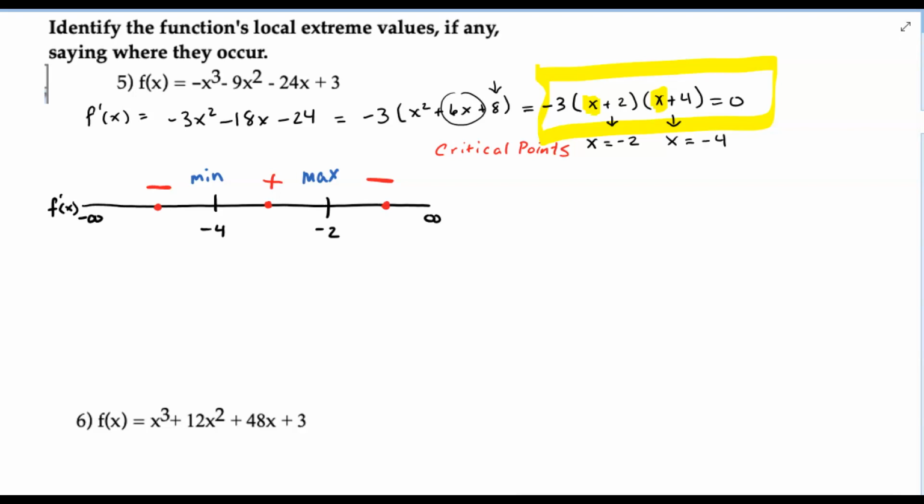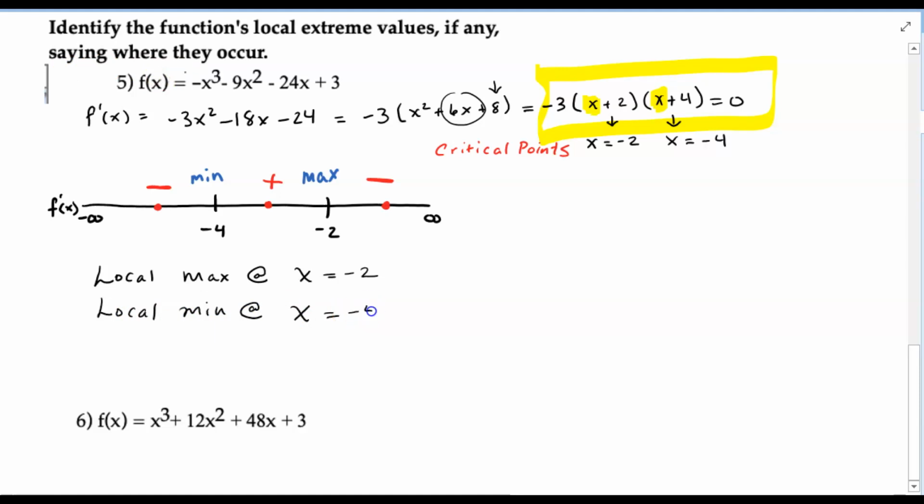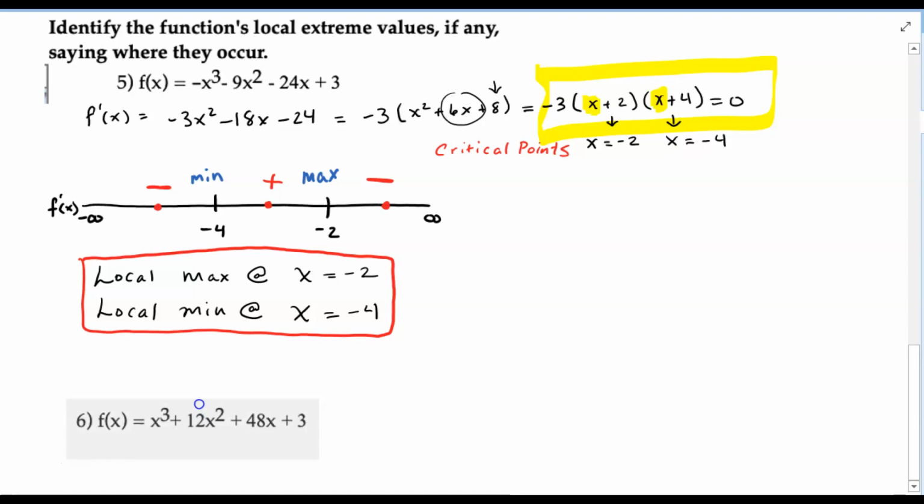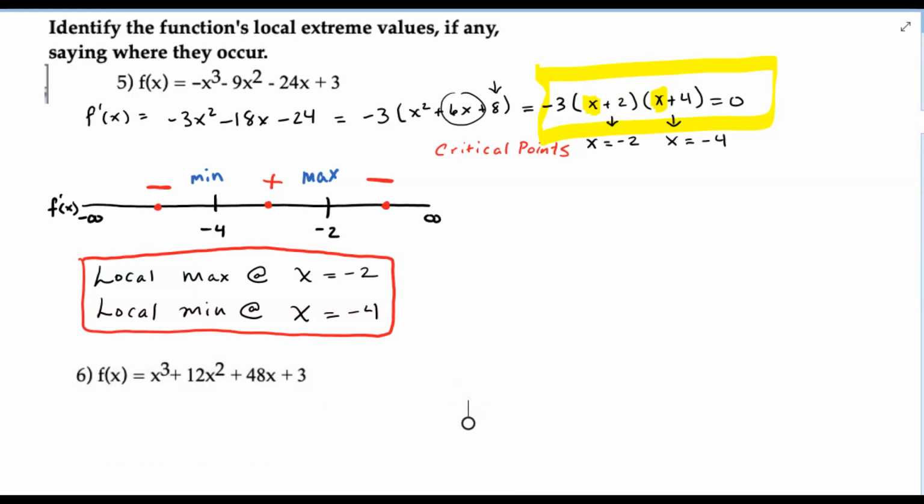Now we just write out our answers, and that is to say that we have a local maximum at the value x equal -2 and a local minimum at the value x equal -4. Okay, so pretty neat. Again, the wiggle graph comes in really handy, but this is where we're applying the first derivative test for extrema.